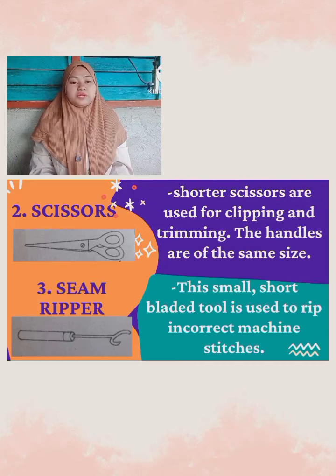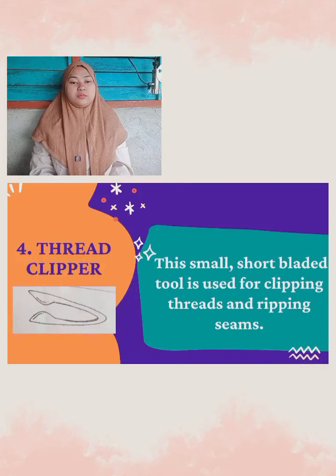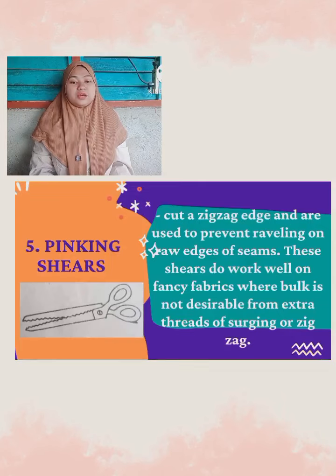And then the seam ripper, which is used for ripping the incorrect machine stitches. It is unavoidable that we sometimes make mistakes when we stitch on the sewing machine, so this can be used in order to correct the incorrect machine stitches. And then the thread clipper, which is used for clipping threads and trimming seams. Then the pinking shears. It is a zigzag.